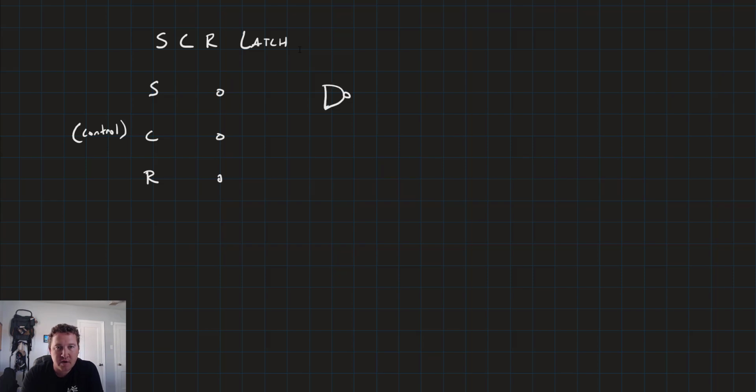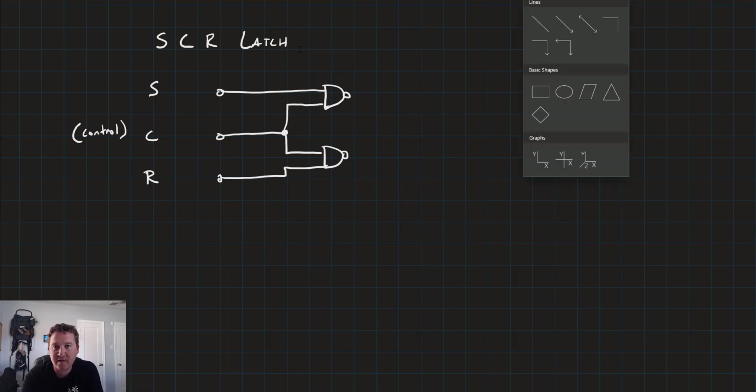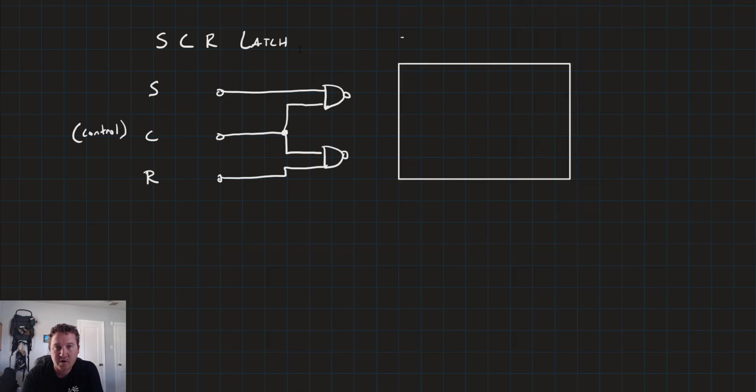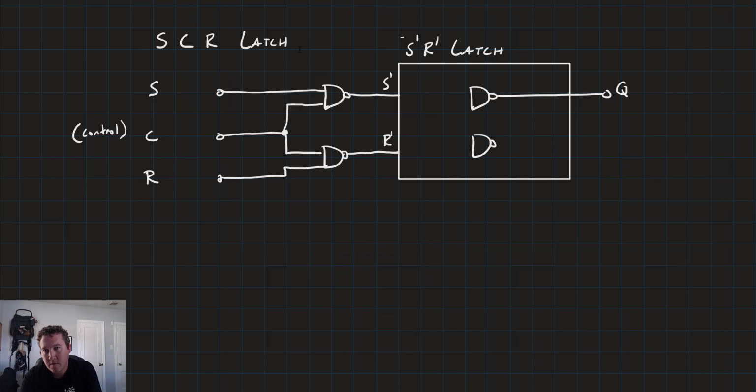And we start by having 2 NAND gates. And the C feeds its input to both NAND gates, and the S and the R go to their respective inputs. Now that circuit feeds into just the S naught R naught latch that we just talked about. So that becomes the S naught, that becomes the R naught. I'll go ahead and draw the circuit in there really quickly. Output Q, output Q naught, inputs that wrap around, and the S naught and the R naught.